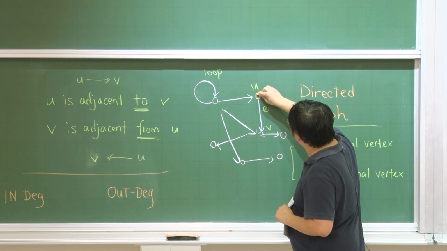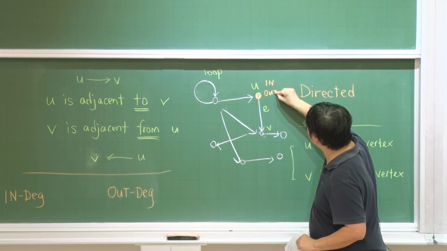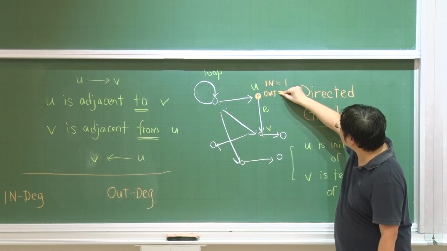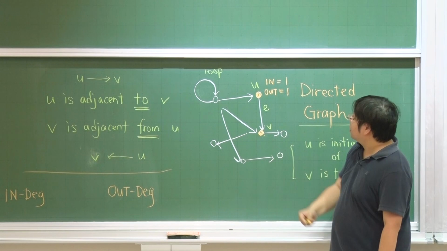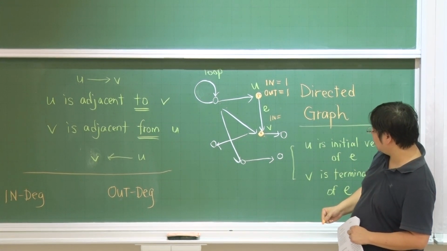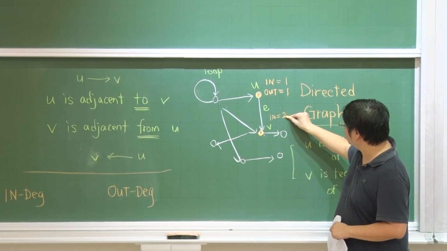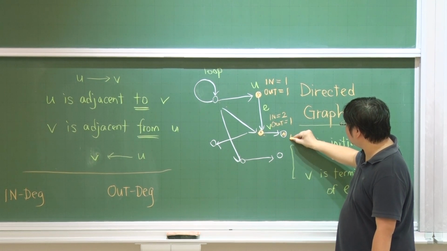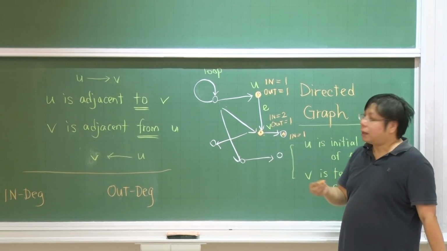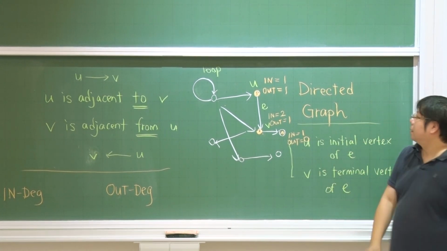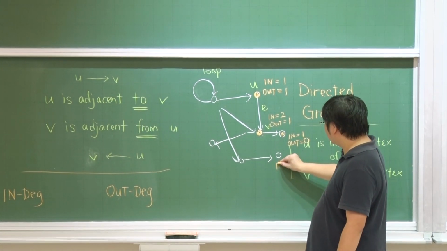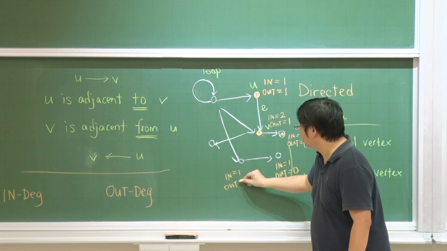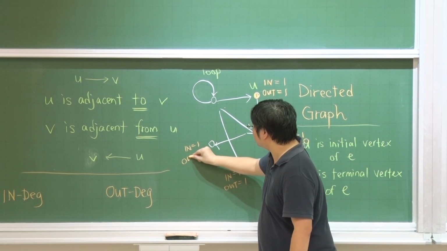If we look at this node, what is the in degree and out degree? In degree is 1, one edge coming into it, and out degree is 1 as well. How about this one? The in degree is 1 and 2, and the out degree is 1. For this one, the in degree is 1 and the out degree is 0. This one also in degree 1, out degree 0. This one in is 1, out is 1. This one in is 1, out is 0.